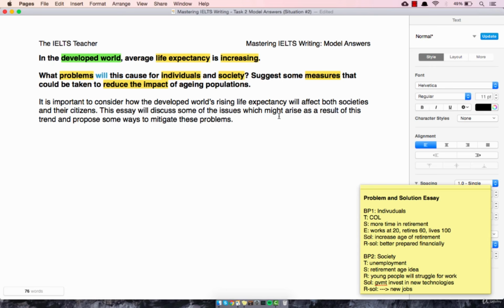Let's have a look at that again. It is important to consider how the developed world's rising life expectancy will affect both societies and their citizens. This essay will discuss some of the issues which might arise as a result of this trend and propose some ways to mitigate these problems. Looks good to me.